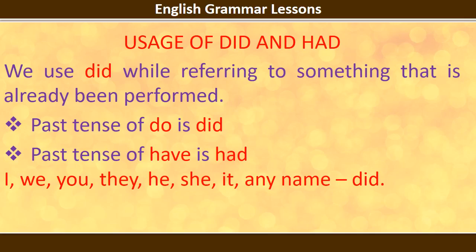Do your homework. It is a simple present tense. If the action is already performed, then we say I did my homework. It means I already completed my homework. So I am using did. The usage of did is very easy. Why? Because for all the subjects in English grammar, in past tense, we will be using did.